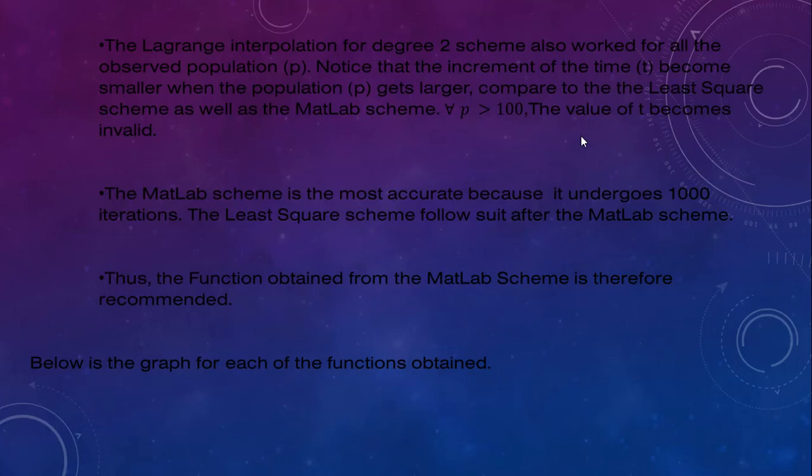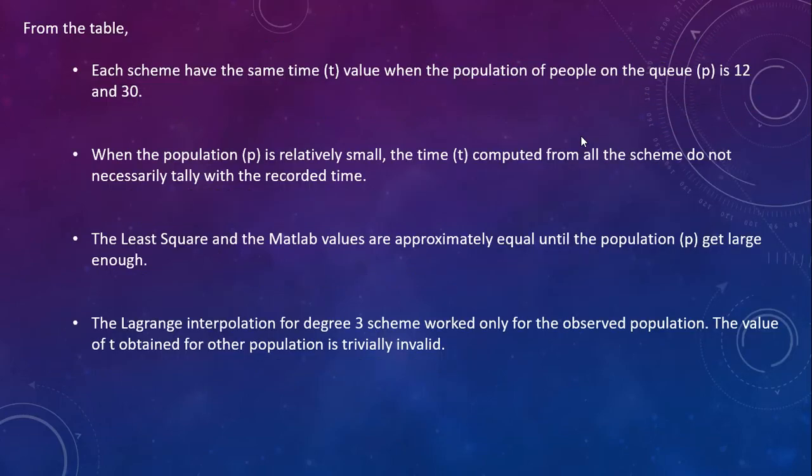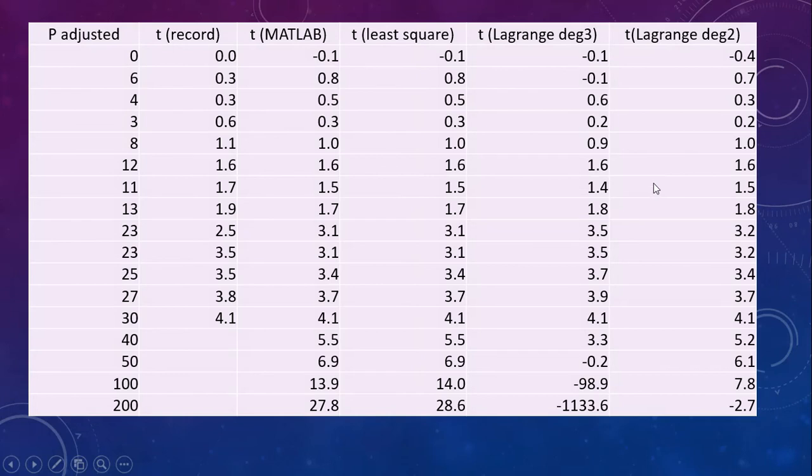population. Notice that the increment of the time becomes smaller when the population gets larger. Compare the least square scheme as well as the MATLAB scheme for the population. When the population is bigger than 100, the value of T becomes invalid. What is that trying to say? Look at Lagrange interpolating formula for degree 2, it worked till we get to 100. By the time we computed for 200 people on the queue, we have minus 2.7 minutes, which is not supposed to be. But if you compare MATLAB and least square, they are still on track. I mean, their values still make sense.